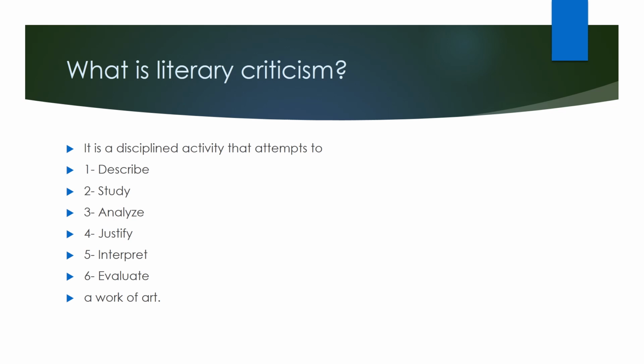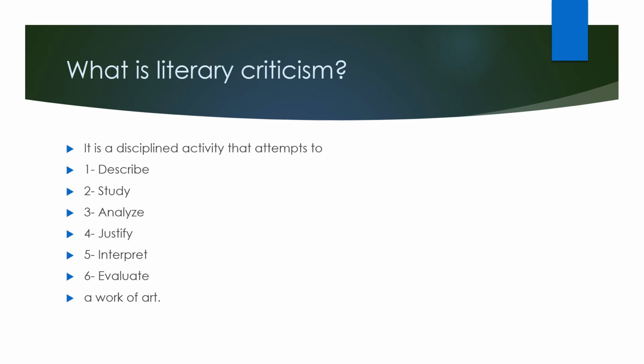So, a literary critic or literary criticism, it is a disciplined activity that attempts to, number one, describe, number two, study, number three, analyze, number four, justify, number five, interpret, number six, evaluate a work of art. So we have six primary important points in the definition of literary criticism. These are the main functions, the main jobs of a literary critic. This is what he should do. This is what we expect from a literary critic while he reads a literary text, while he gives his definitions and interpretation of a text.